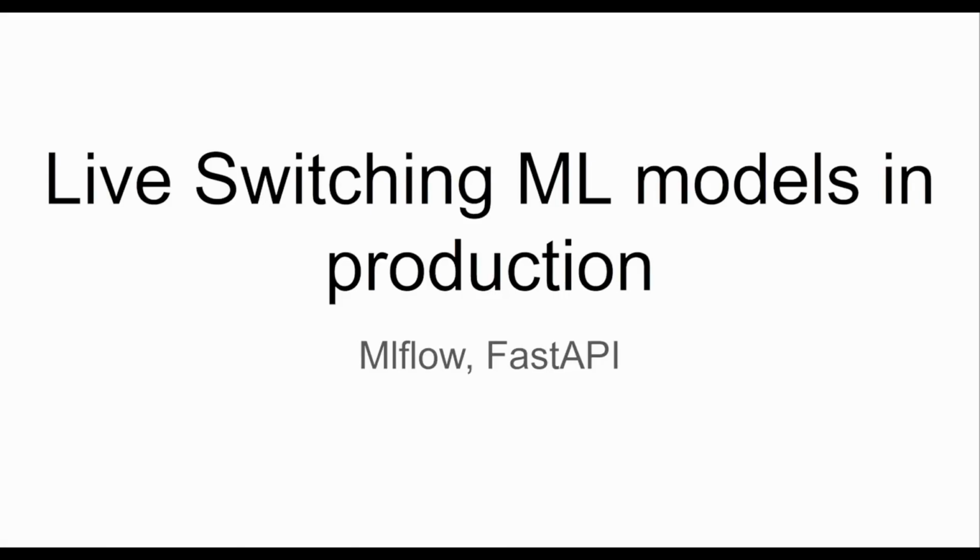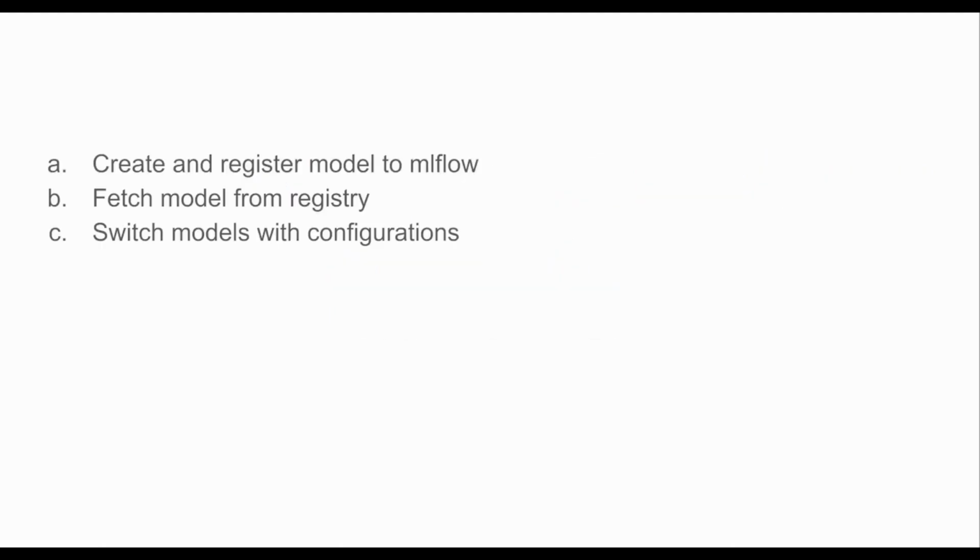Hey everyone, in this brief video I will be doing part one of this mini series called Live Switching Machine Learning Models in Production. We will be using MLflow and FastAPI. Both of them are technologies that are, in my opinion, very mature. MLflow is good to track experiments, and FastAPI will be used as a serving layer.